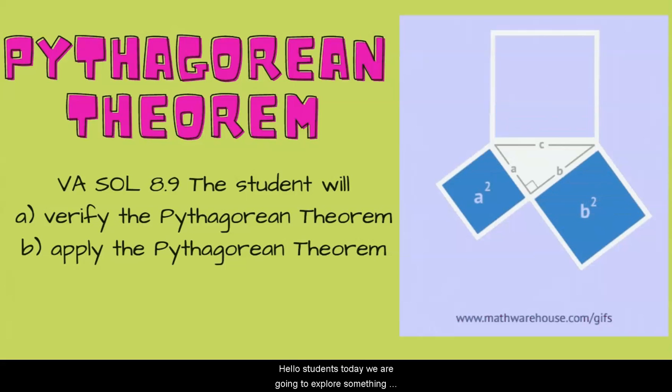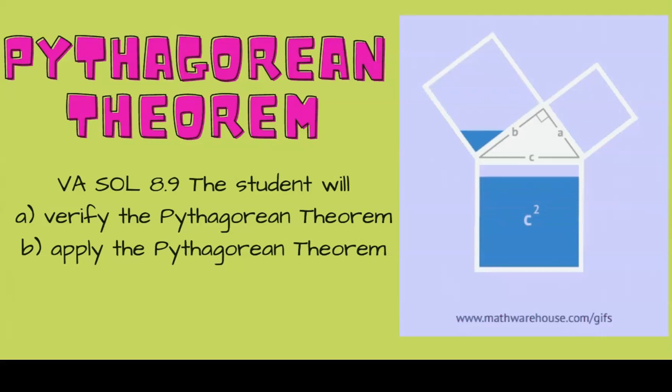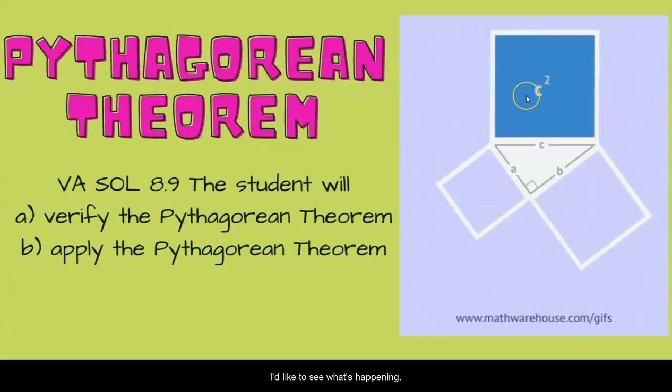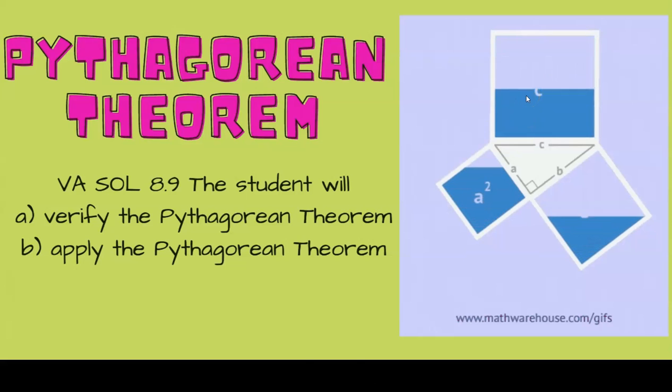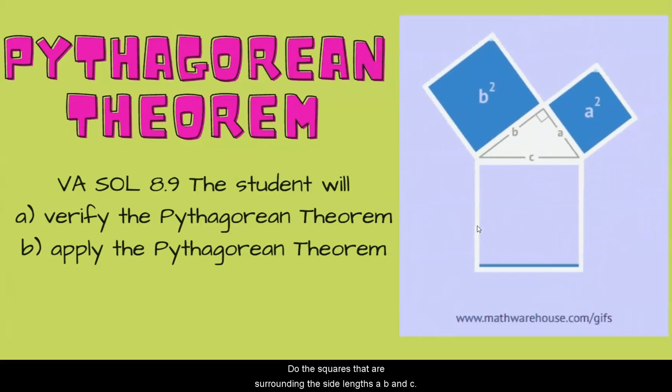Hello students, today we are going to explore something called the Pythagorean theorem. If you look at the picture to the right, I'd like you to see what's happening to the squares that are surrounding the side lengths A, B, and C.